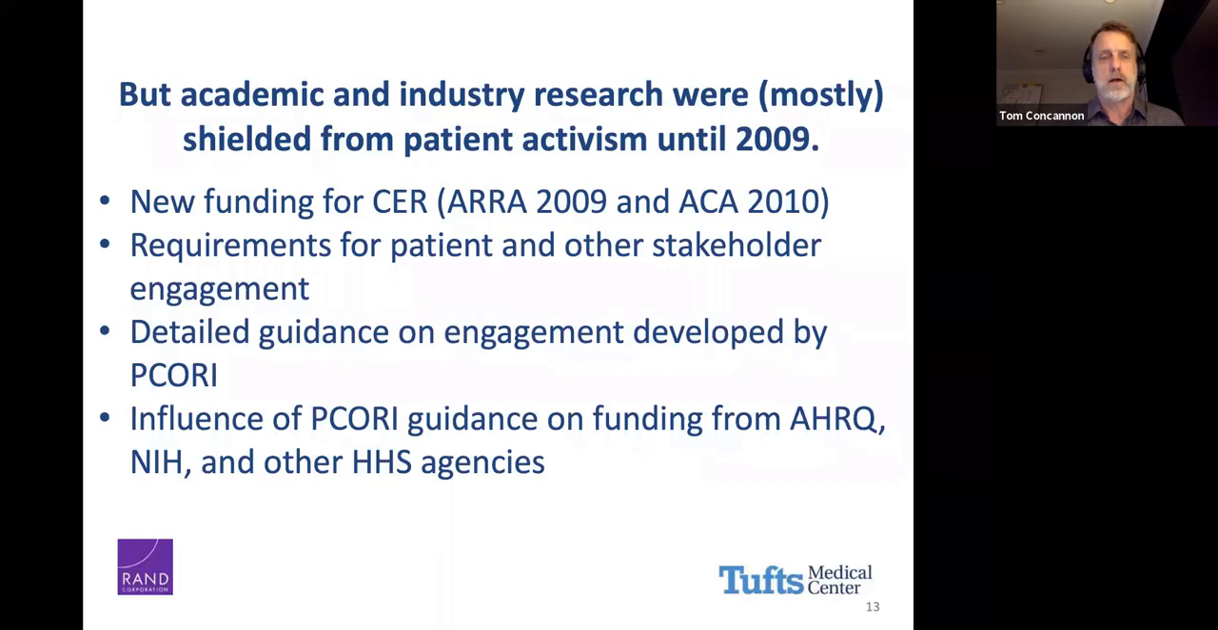But we know, those of us working in academic health centers and in university research and also in industry research, that we've been mostly shielded from patient activism. That is until around 10 years ago, as new funding for a type of research called comparative effectiveness research came about through the American Reinvestment and Recovery Act in 2009. And again, new funding came about in the Affordable Care Act of 2010 that required patient and other stakeholder engagement in the work that we do.